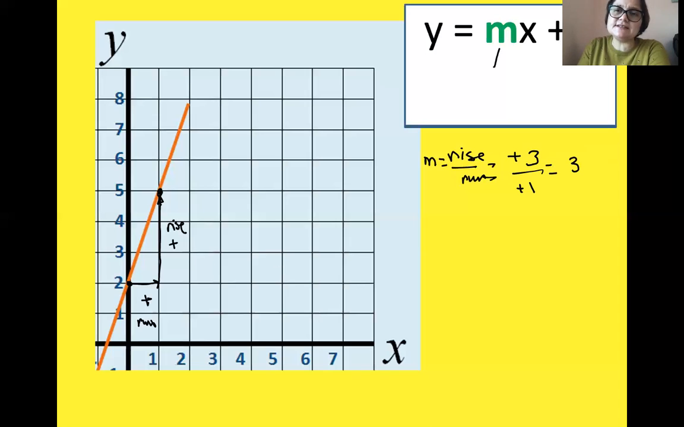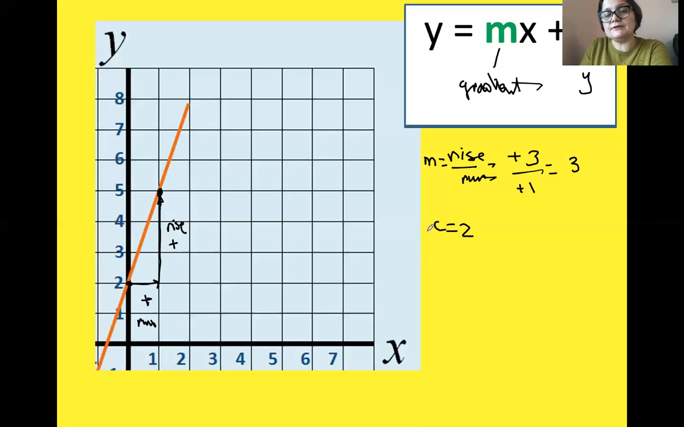Now, how about the c? C is the y-intercept. So this is the gradient, okay? Now, the y-intercept is exactly where the straight line crosses the y-axis. Can you see? So it's here. So 2 is the y-intercept. So in this case, c equals 2.